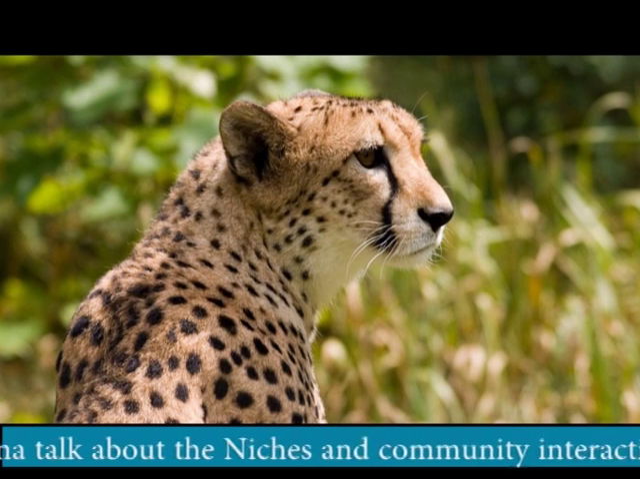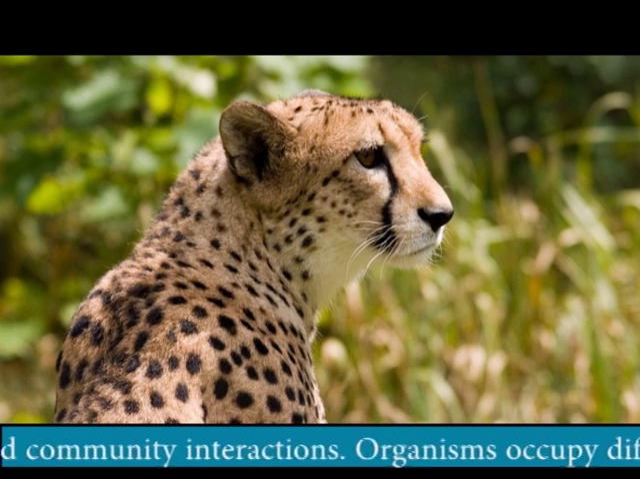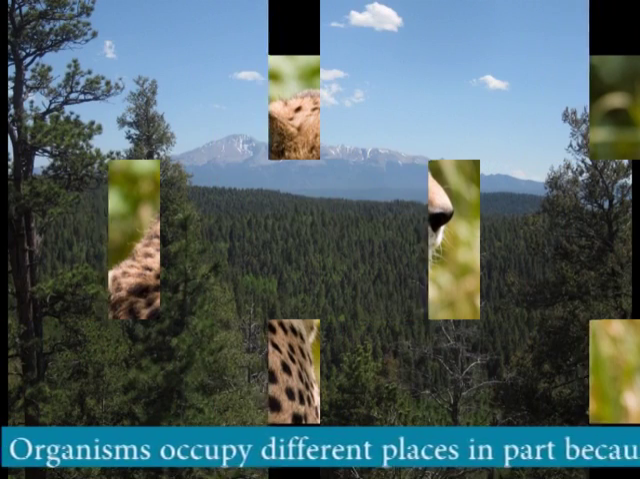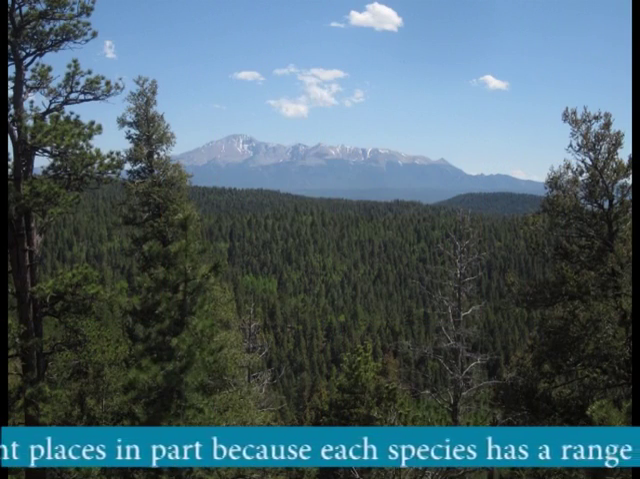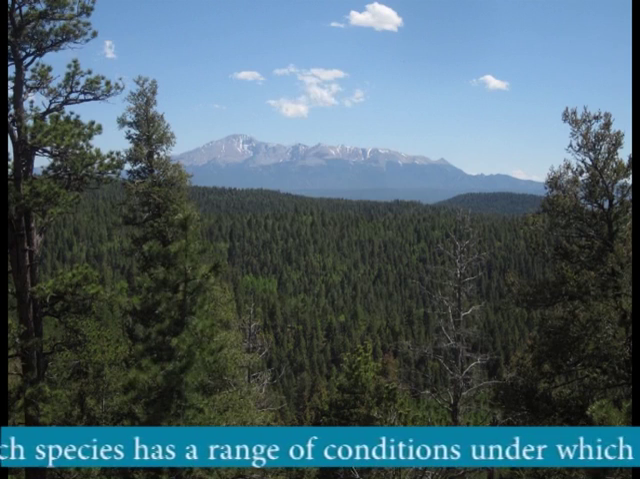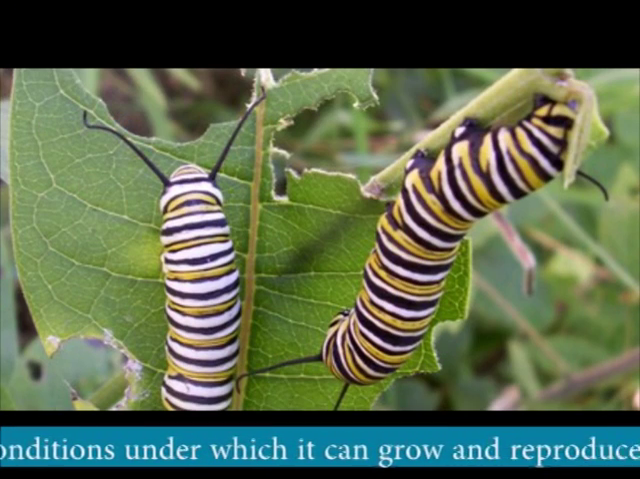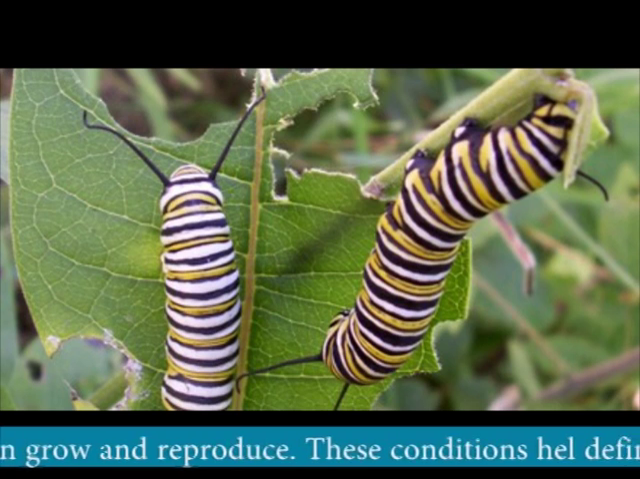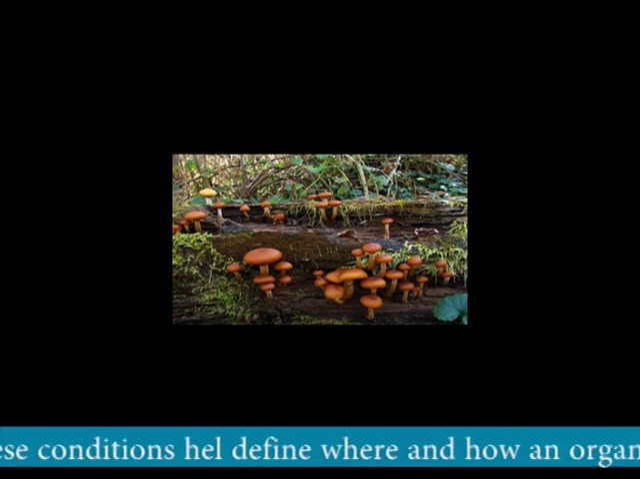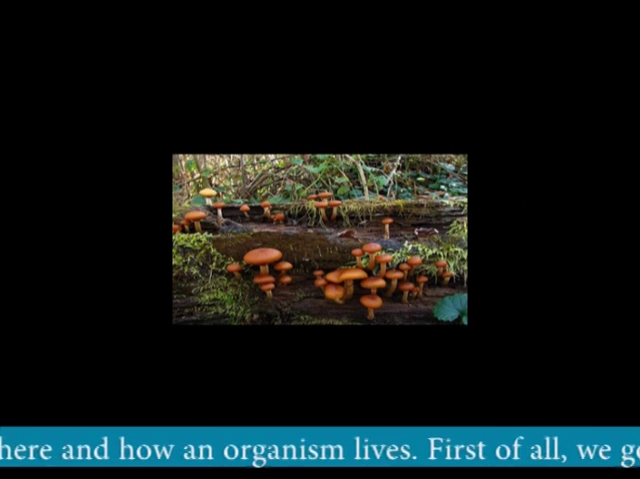Now, we're going to talk about niches and community interactions. Organisms occupy different places in part because each species has a range of conditions under which it can grow and reproduce. These conditions help define where and how organisms live.